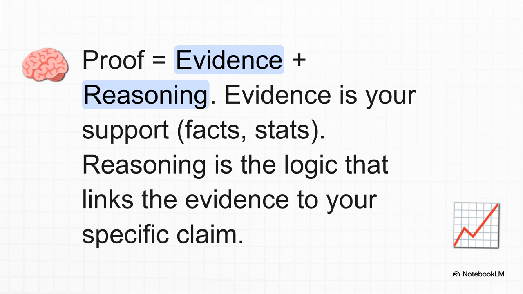It's the connection. So saying car accidents are down 20%, that's just evidence, it's a fact. But adding, because these new bike lanes give cyclists a safe space, now that's an argument, that's reasoning. Without it, facts are just facts.